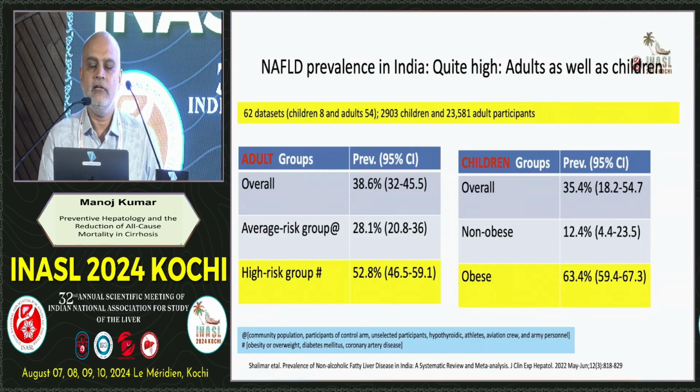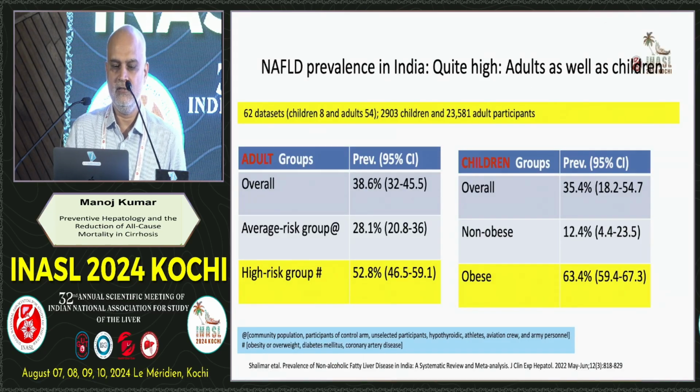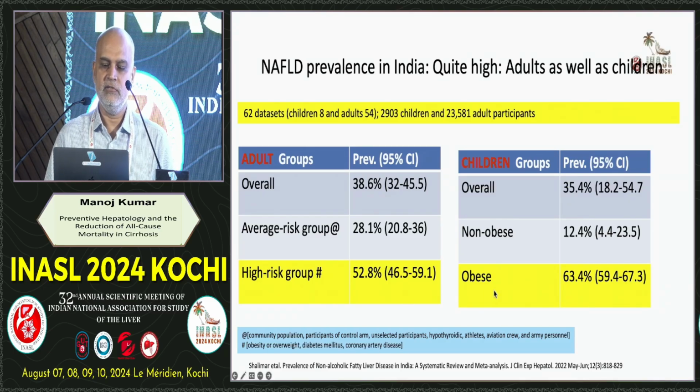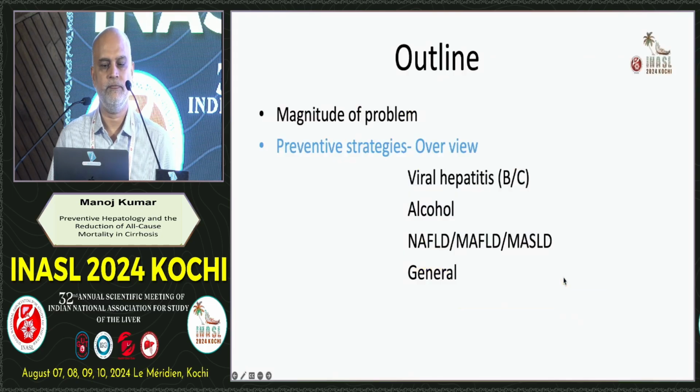And NAFLD prevalence is also quite high. This was a meta-analysis which suggested that overall about 40% of adults and 35% of children have NAFLD, and in high risk groups it almost reaches 60%, and in obese children up to 63.4%.